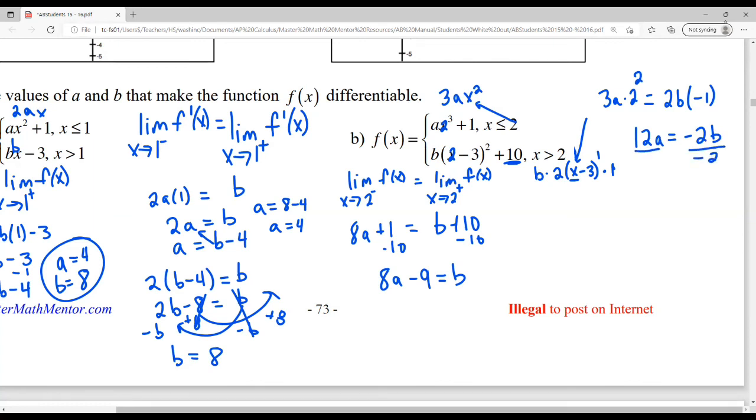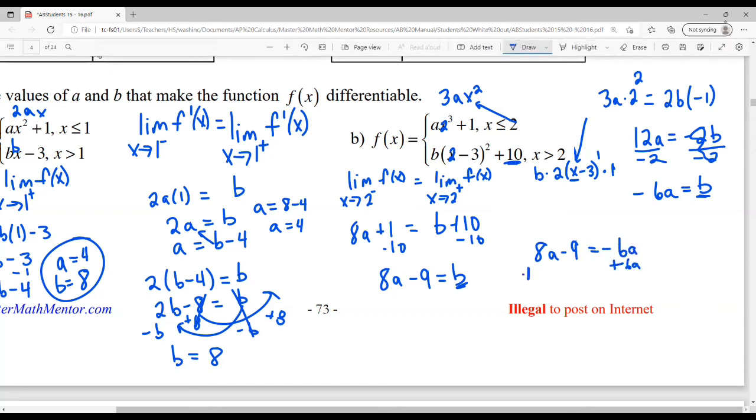Divide both sides by negative 2. So we get negative 6a is equal to b. And then we can set those equal to each other. Since this equation is equal to b and this equation is equal to b, we get 8a minus 9 is equal to negative 6a. We can add 6a to both sides and add 9 to both sides. So we get 14a is equal to 9 and divide both sides by 14. We get a is equal to 9 over 14.